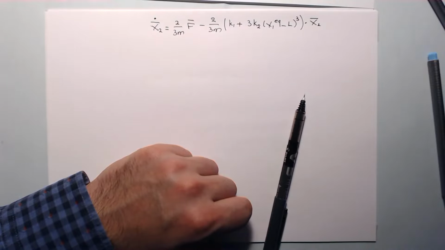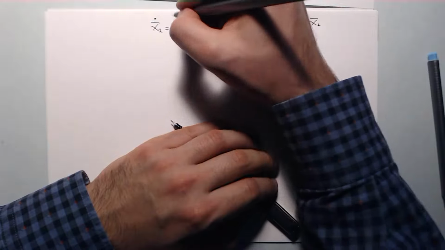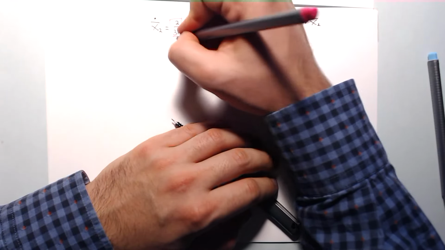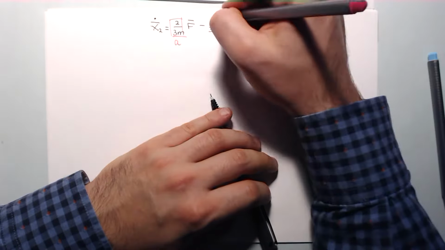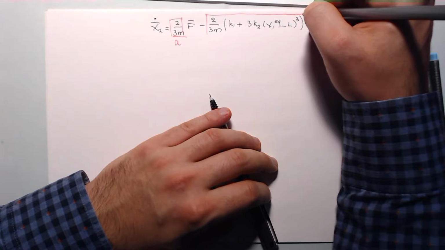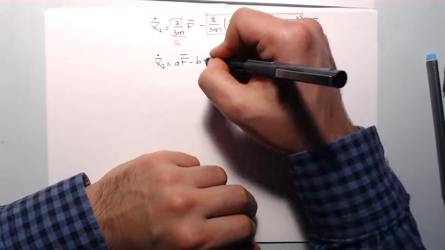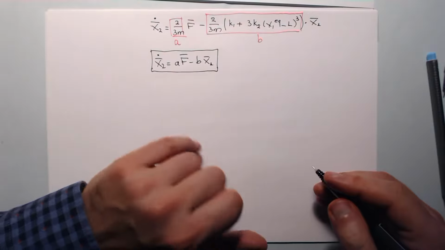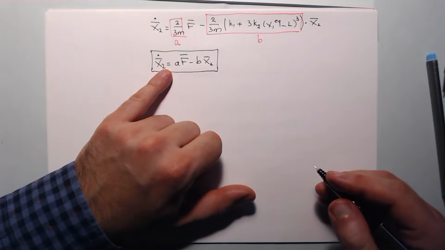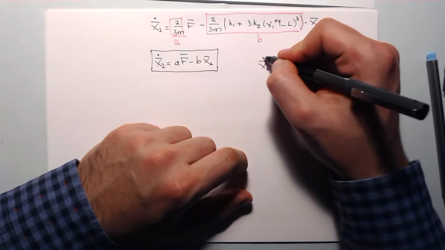It is a bit difficult now to have to carry around all these lengthy terms. So let's call this just A, and let's call this whole other thing, which is a constant, just B, where A and B are just some positive constants. And we have this equation about x2 bar dot. What about x1 bar dot?